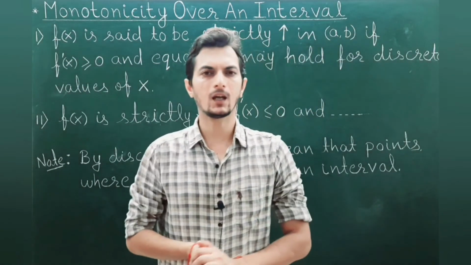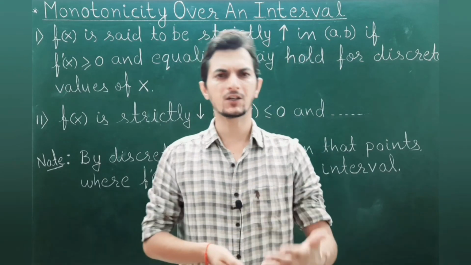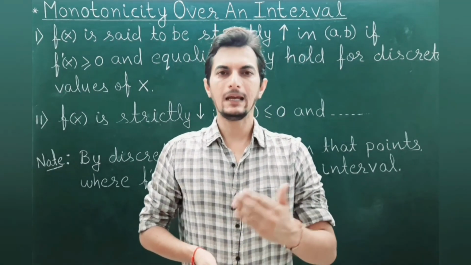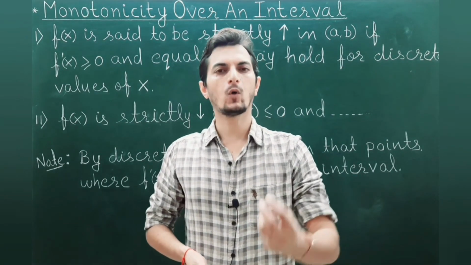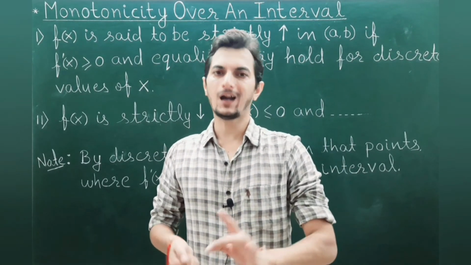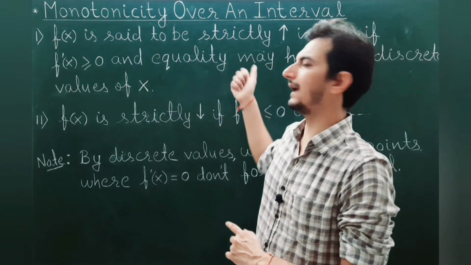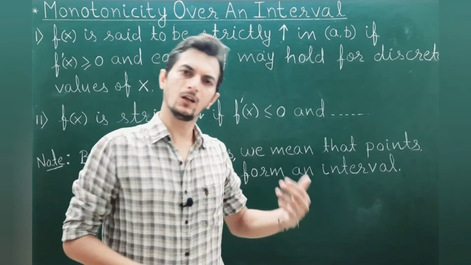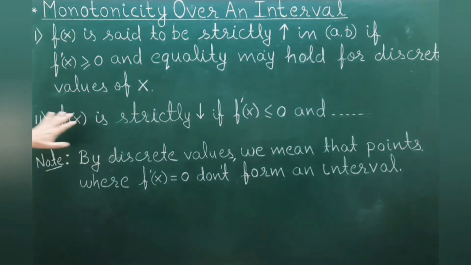Now, you know that interval is nothing but the collection of infinite number of points. And if you have understood the monotonicity at a point, I'm sure you won't find it difficult understanding the monotonicity over an interval, right? So let's look at that. It has two simple points.